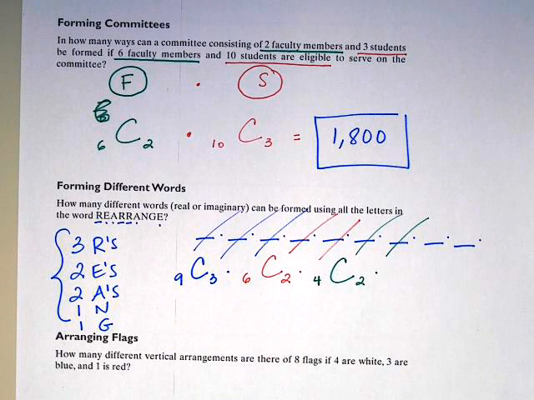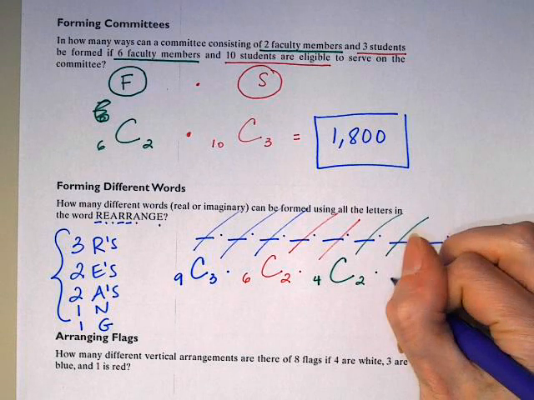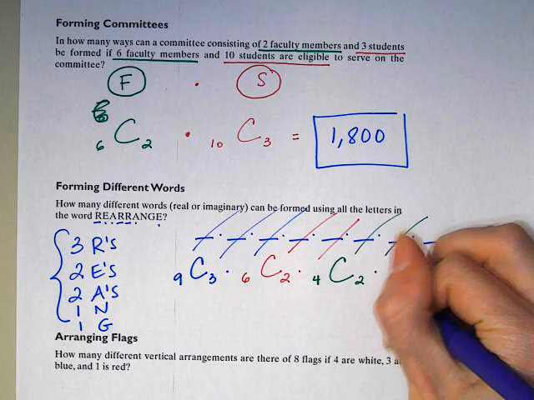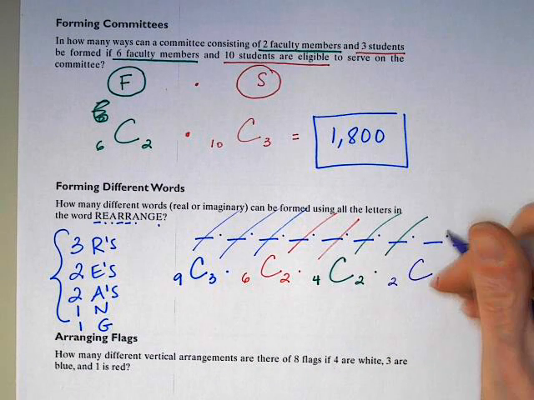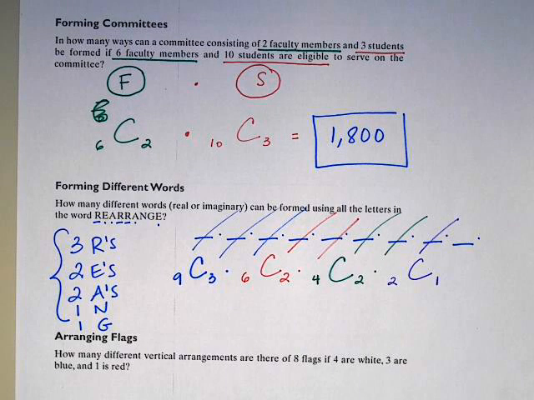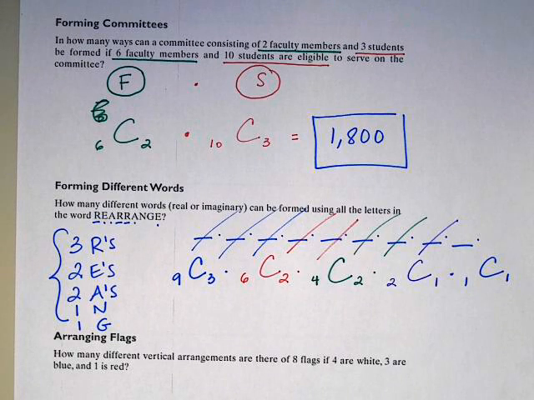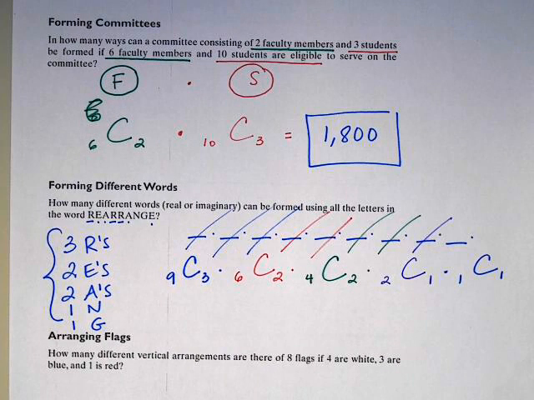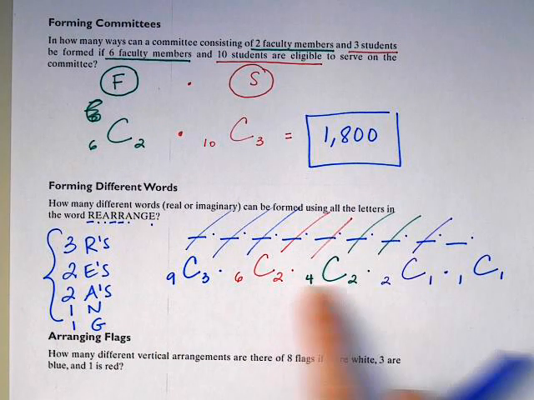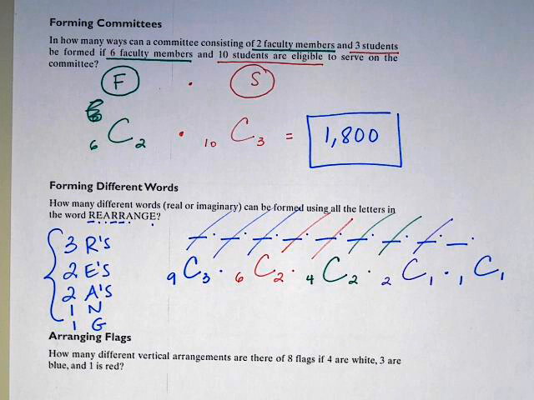And then we're down to 2 spots left to choose an N. And then finish it off with 1 spot left to choose a G. All right, so you're going to go across and multiply all of these combinations.